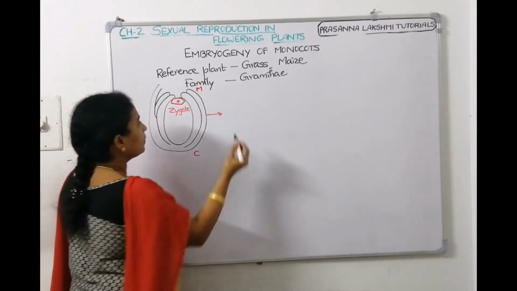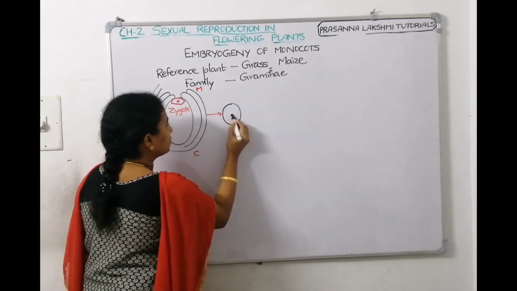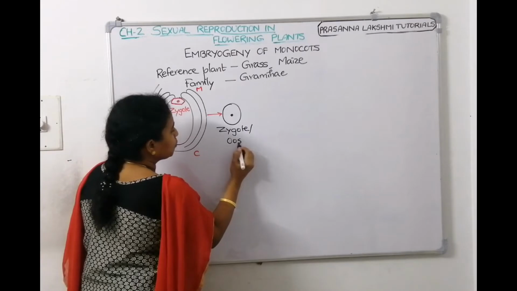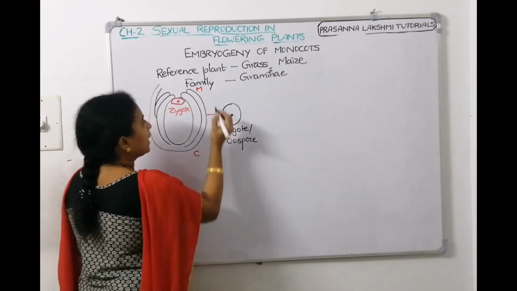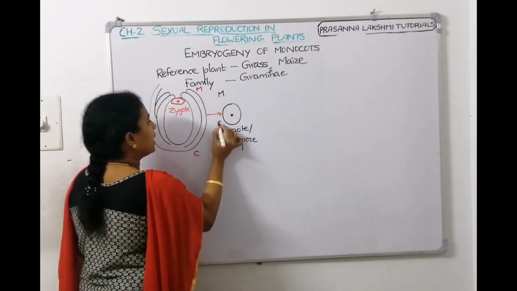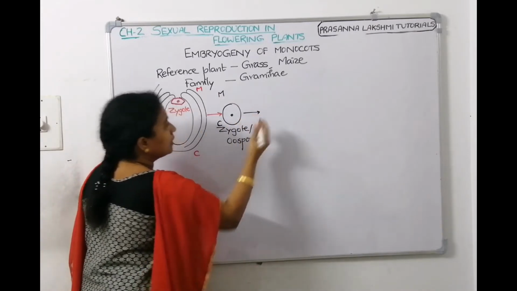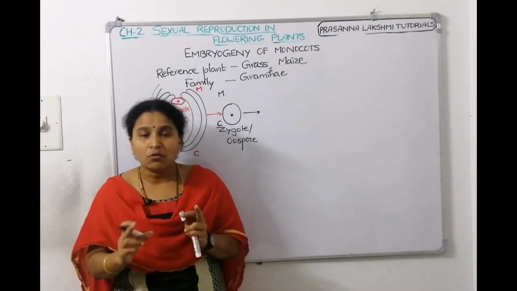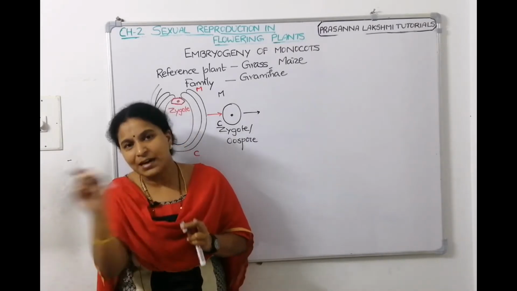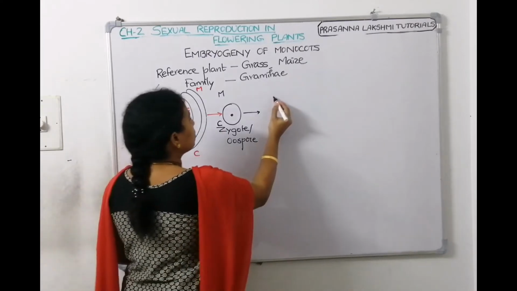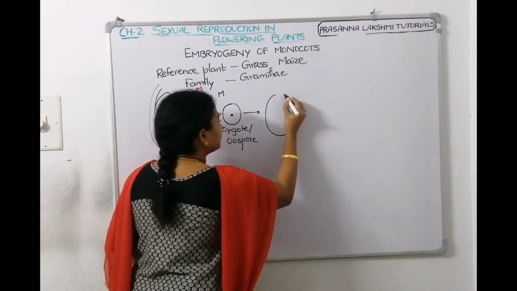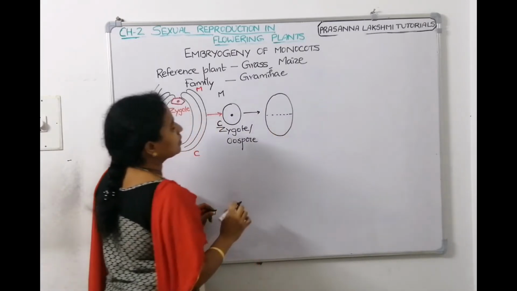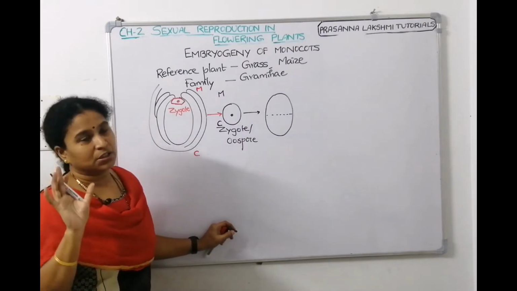Now, this is the zygote, or we can also call it oospore. Let us show the positions also. This is the micropylar end and this is the chalazal end. Now, what happens to the zygote or oospore? It grows, it elongates, and it undergoes a transverse division. This is a transverse division. All the divisions are mitotic divisions only.